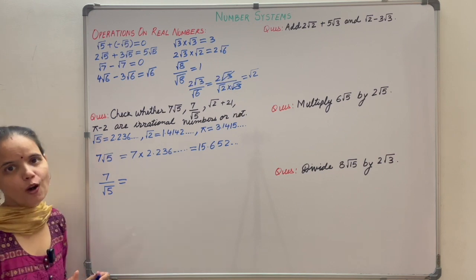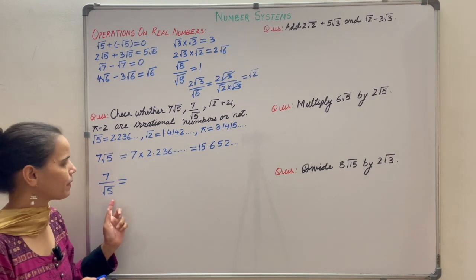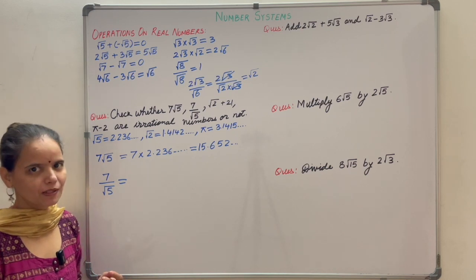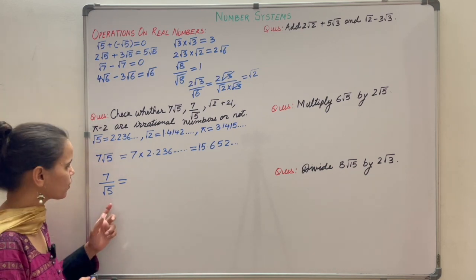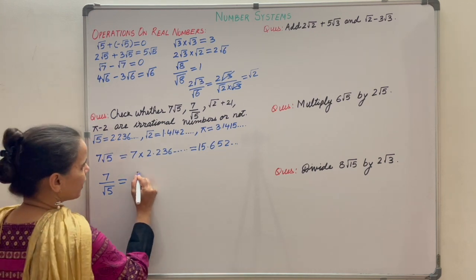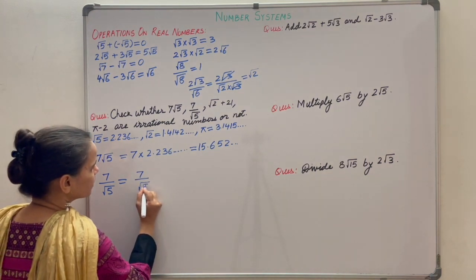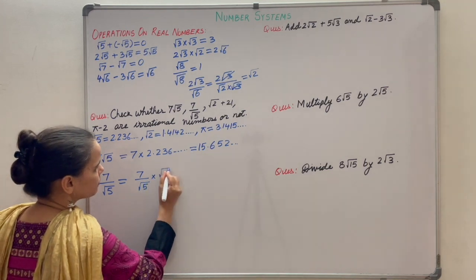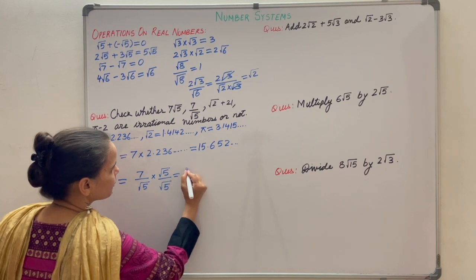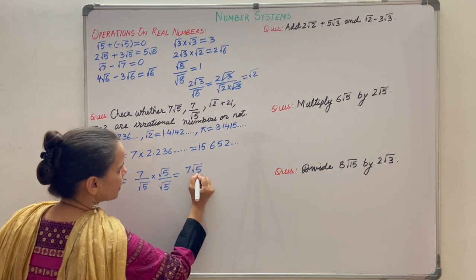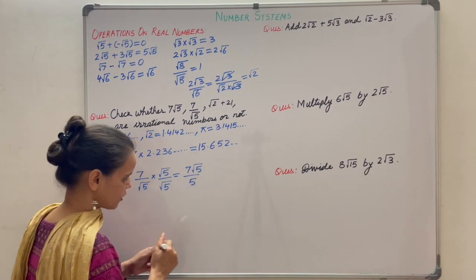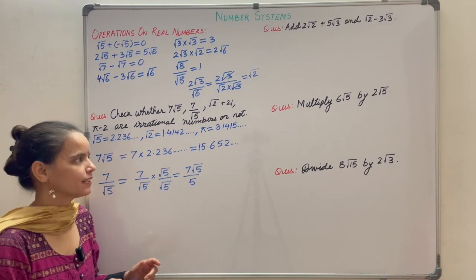We don't know how to divide a rational number by an irrational number, but we know how to divide by a rational number. So what we are going to do is convert the denominator into a rational number. To do that, we will multiply both numerator and denominator by root 5. So in the numerator you will have 7 root 5 and in the denominator root 5 into root 5 gives you 5. This is a rational number. Now we can easily divide it.